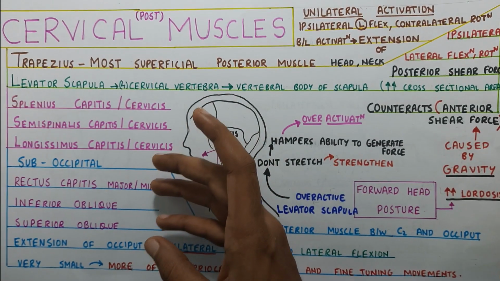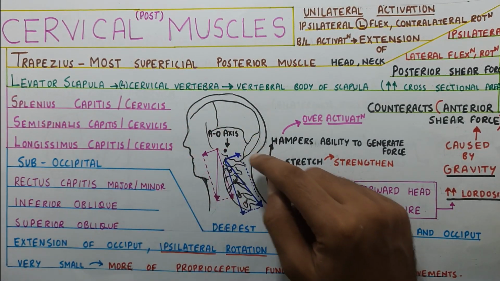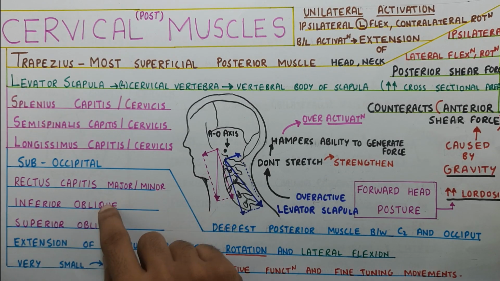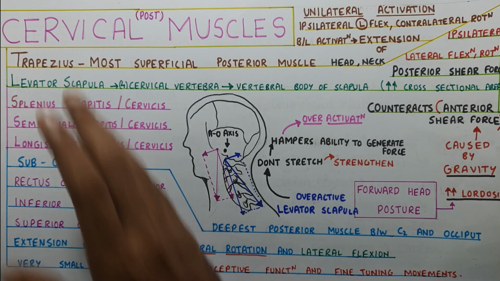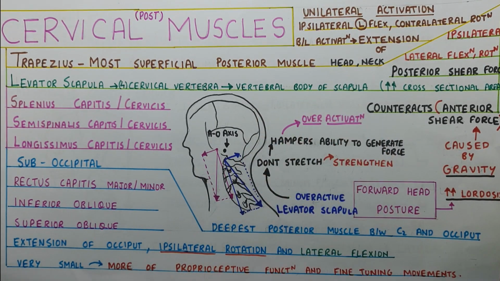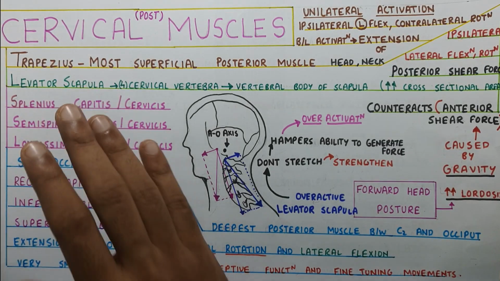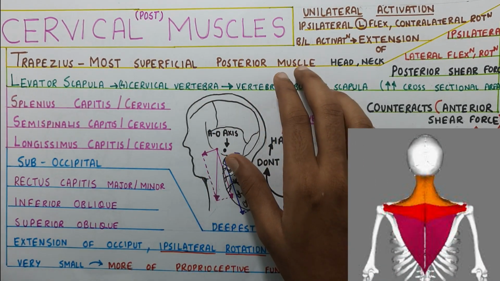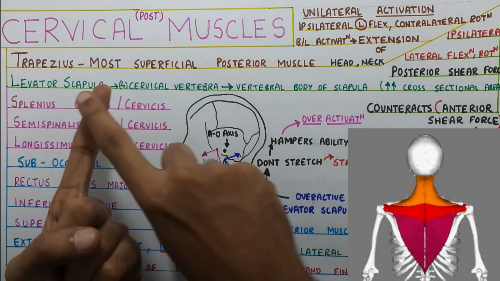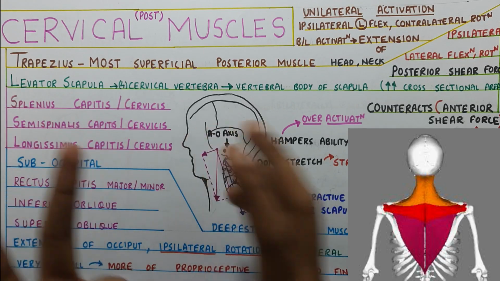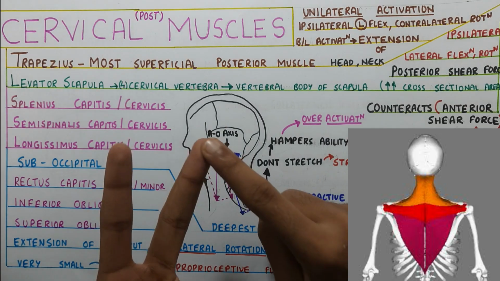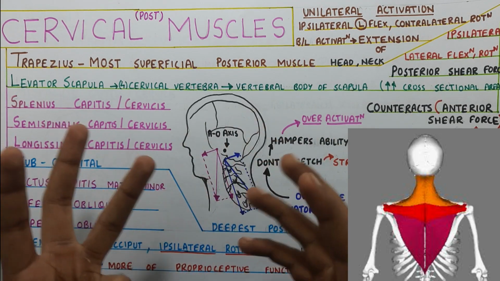If you go even deeper, there are the suboccipital muscles, just below the occiput: the rectus capitis major, minor, inferior oblique and superior oblique, right? So these are the muscles that we have in the posterior aspect of the cervical spine. Starting with the trapezius, it is the most superficial posterior muscle, okay? And what is its action? All the muscles will be divided into where they are located, that is the anatomy and attachment, but I won't be talking about attachment in detail, then the action and maybe some mechanics related to it.